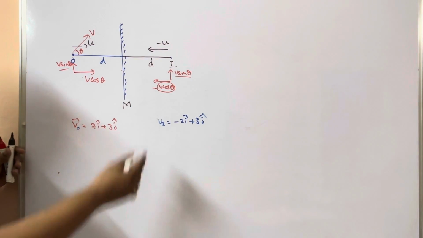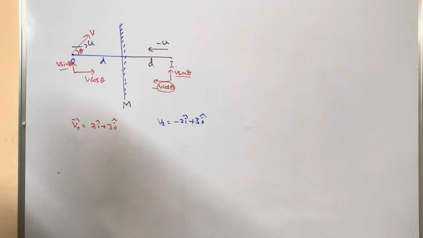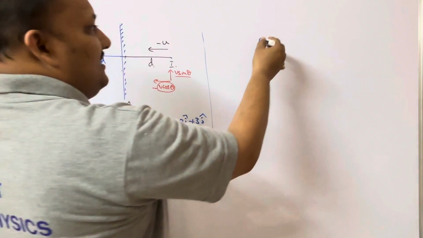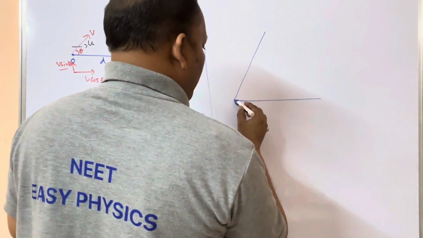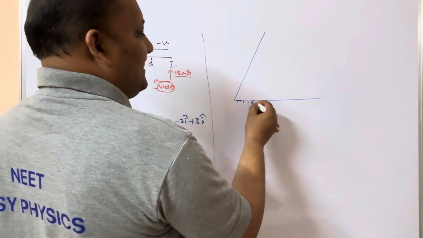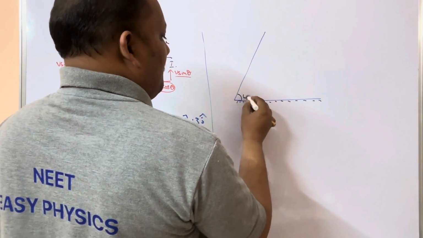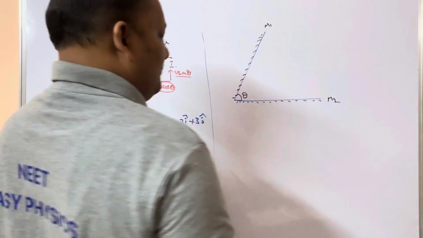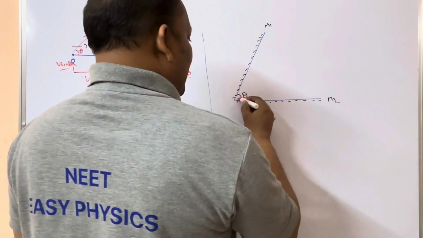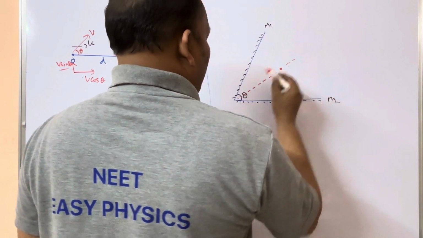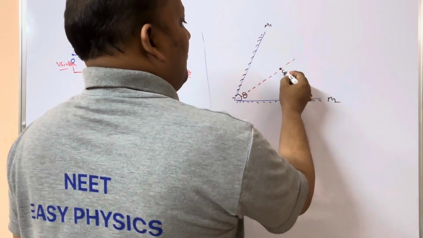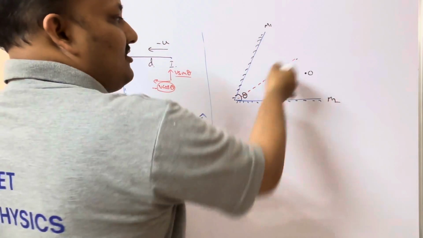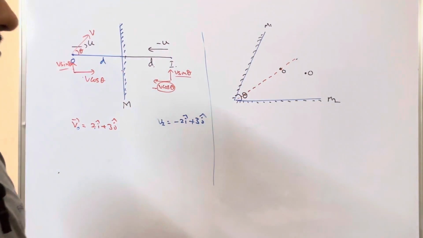Next, the number of images we will see whenever two plane mirrors are taken. Two plane mirrors are placed like this, making an angle theta, M1 and M2. The object may be placed exactly on the bisector, or other than the bisector, that is, asymmetric, not on the bisector.